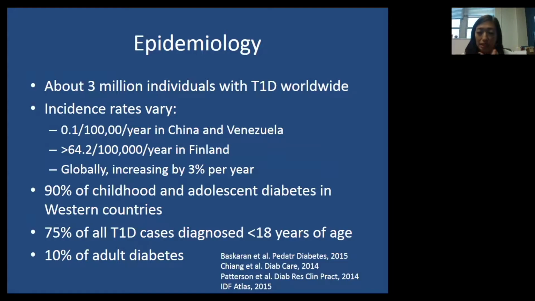90% of childhood and adolescent diabetes in the Western countries is type 1 diabetes versus type 2. And about 75% of all type 1 diabetes cases are diagnosed at younger than 18 years of age, and about 10% of all adult diabetes is type 1 diabetes.